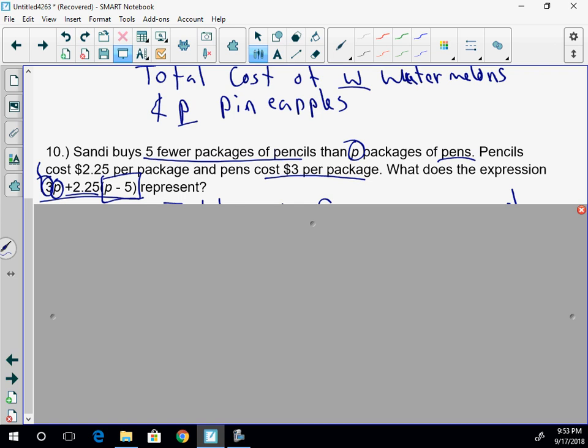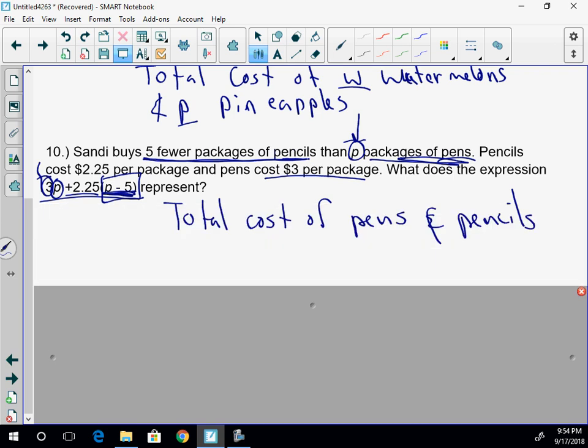Where does that come from? This part here. 5 fewer packages of pencils than packages of pens. And we bought P packages of pens. So we have to take that P and subtract 5 in order to figure out how many packages of pencils we bought. So that's how we get our cost. So this again represents the cost of just pencils and pens. However, I didn't want to go through the explanation of what that expression means. All right? Good deal.